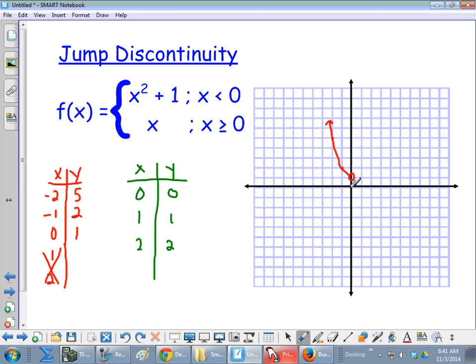So we've got 0, 0. This would be a closed circle because it's greater than or equal to 0. 1, 1, 2, 2, 3, 3, and so on. Something like this.